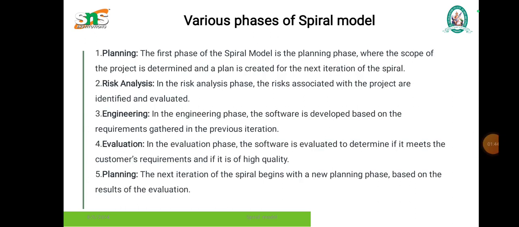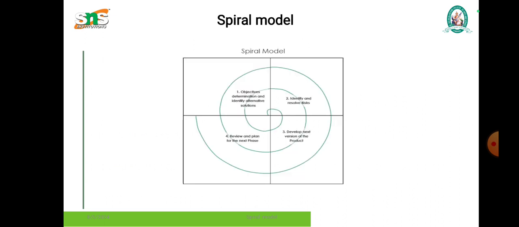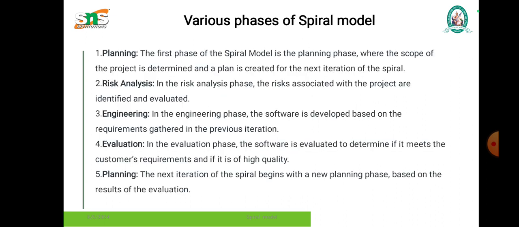So these are the various phases of the spiral model. It is classified into five phases: planning, risk analysis, engineering, evaluation, and the last stage, planning iteration.